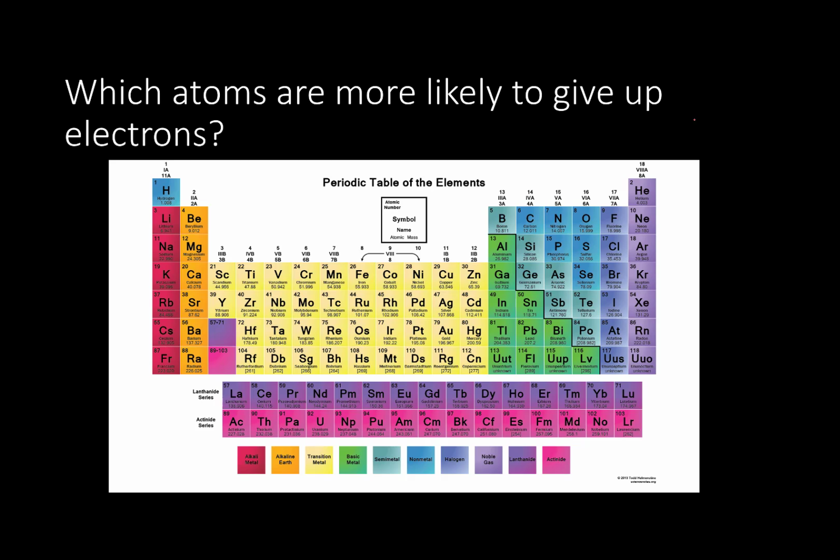If we compare lithium to fluorine, which of these two would be easier to take an electron from? Obviously, it's going to be easier to take it from lithium because lithium has that one electron in its outer shell, and lithium wants to become like a noble gas, just like fluorine does. But lithium is going to be able to give up an electron and become like helium. So it's not even holding on to that electron very strongly. It's going to give it up quite easily.